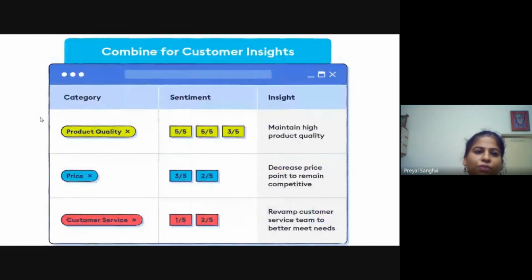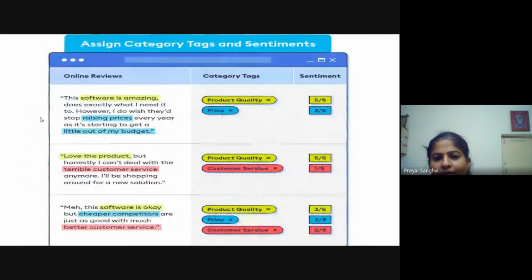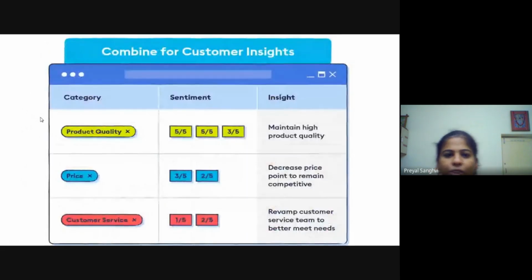After that, what we are going to do is combine it together. If we talk about the product quality, in this particular example we have 3 reviews related to product quality, so we have clubbed them together: 5 out of 5, 5 out of 5, and 3 out of 5. Based upon that, we evaluate and come out with the outcome, which is to maintain the high product quality. The software company should maintain the high product quality. Customers are satisfied with the product quality offered by the software.